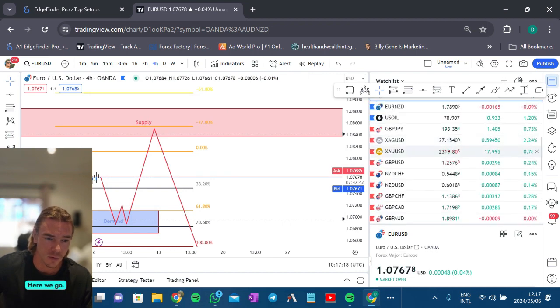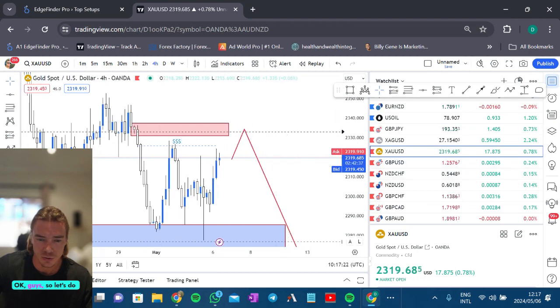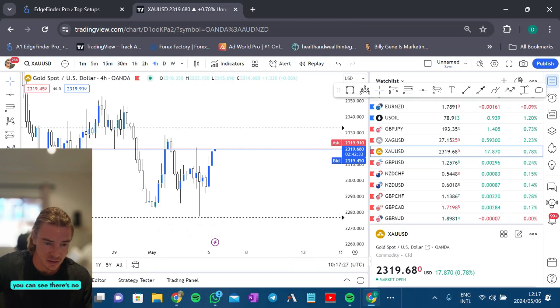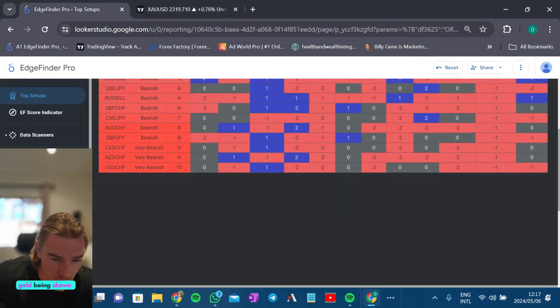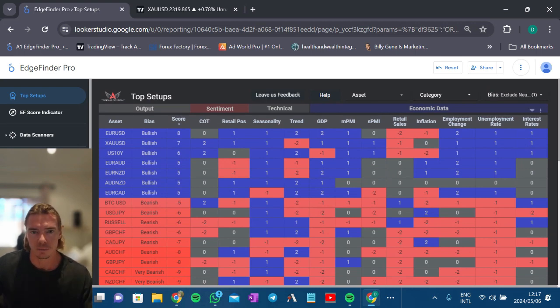There we go. I wonder if it has got to my level yet. No. Okay, guys, so let's do that one more time. Let's rinse and repeat. Look, as you guys see, there is no gold being shown here. So technically it means that it's not actually in any trend or has anything happening for it.